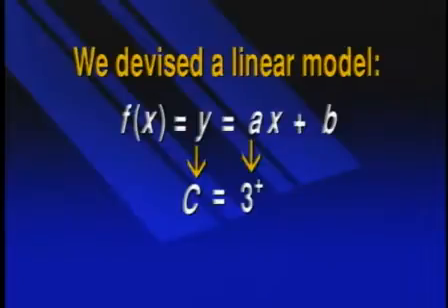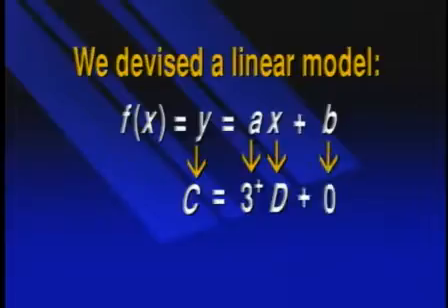We call that 3 plus. We actually found 3.1519, and x was the diameter d, and b was 0. But here is the difference between our investigation and the ones we did in mathematical modeling.